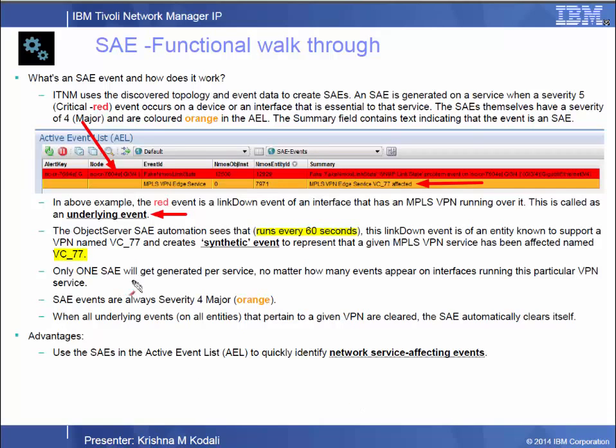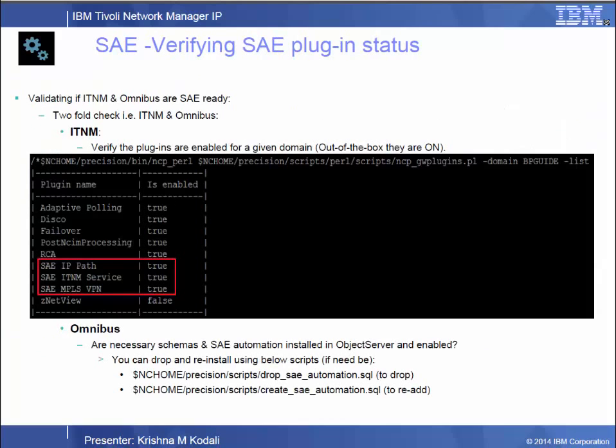There is only one SAE event generated per service. SAE events are always severity 4 and they are major. When all the underlying events, which could be one or more, get cleared, the SAE event gets cleared by itself. The major advantage of SAE is that NOC operators can quickly identify the service-affecting events. That's the key.